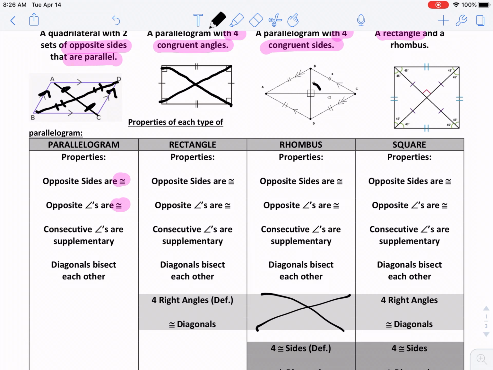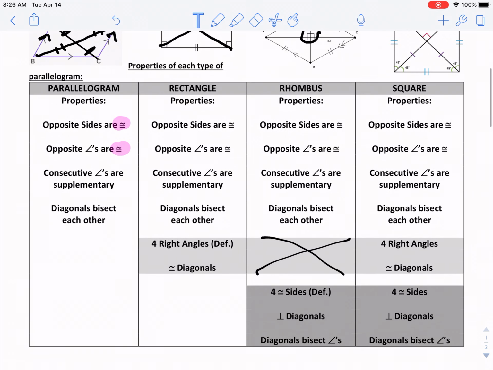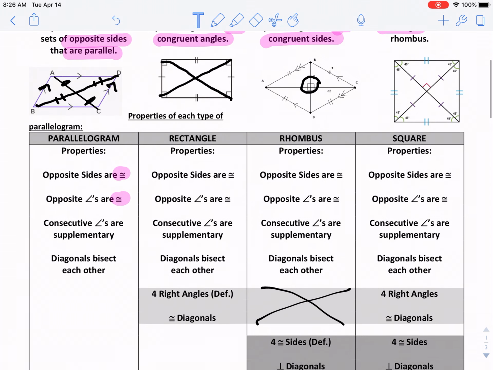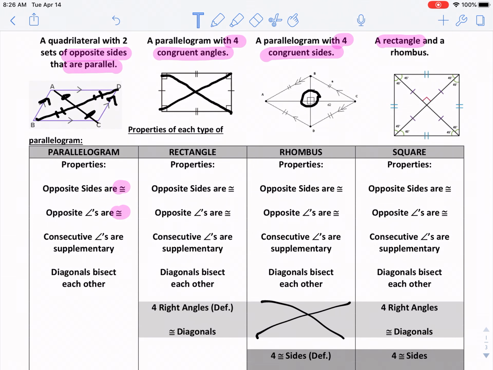That was a bad circle. Hold on, guys. All right, all those are the same right there. They still cut each other in half because it's a parallelogram. The other thing about these diagonals is they're perpendicular there in the middle. They also split each one of these angles in half.